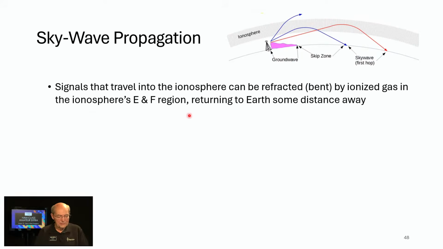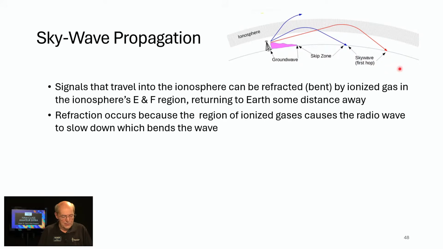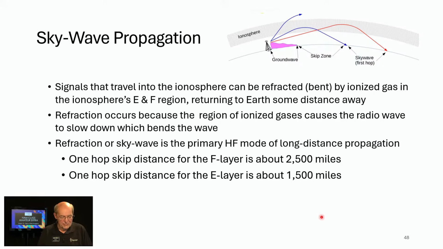Skywave propagation, that's where we're going up into the ionosphere. We saw this diagram before. Signals that travel into the ionosphere can be refracted by ionized gas in the ionosphere's E and F region, returning to Earth some distance away. Reiterating some of what we talked about, the refraction occurs because the ionized gases slow down the waves. The electron density in the different regions or layers causes those waves to bend. So this is the primary mode for doing long distance communications on the higher frequencies.